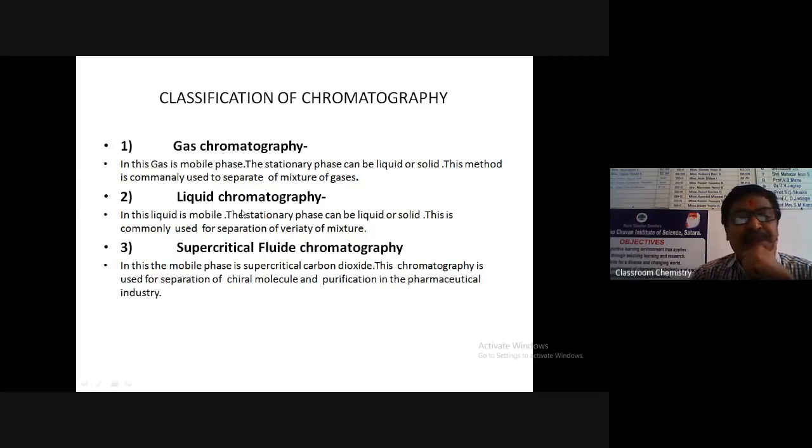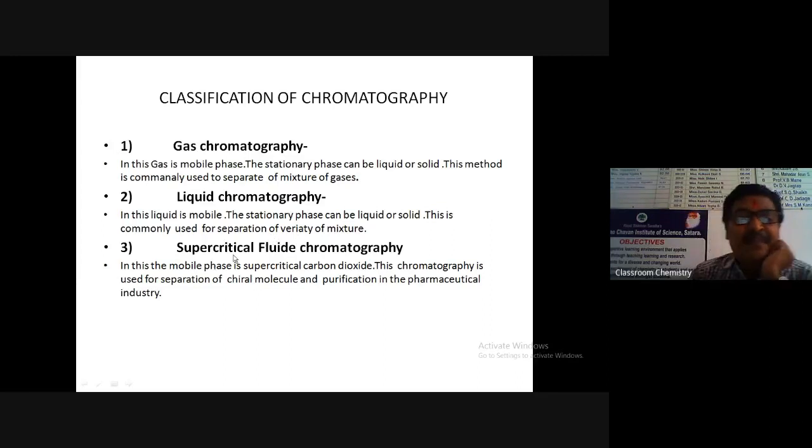Then see liquid chromatography. In this, the mobile phase is a liquid. The stationary phase can be liquid or solid. This is commonly used for the separation of a variety of mixtures. So when the mobile phase is a liquid, it is known as liquid chromatography. When the mobile phase is a gas, it is known as gas chromatography. In liquid chromatography, the stationary phase can be liquid or solid.